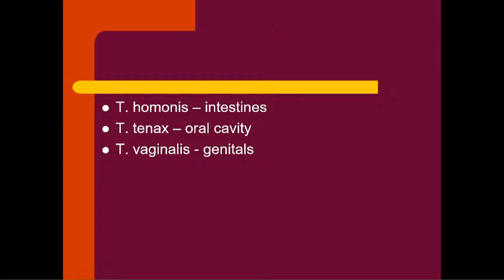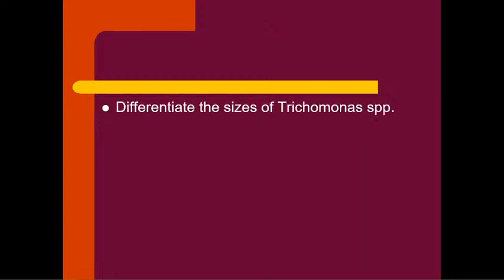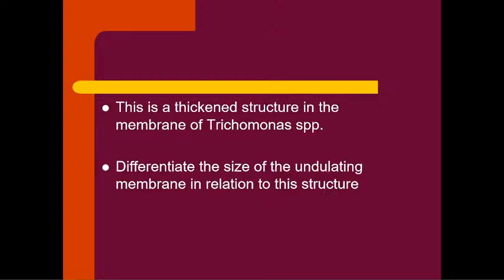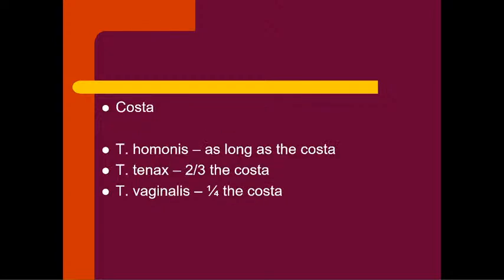Now, obviously, the most important one that you guys need to remember is Trichomonas vaginalis, but we are going to differentiate the three by size. The largest one is, of course, Trichomonas vaginalis. Medium-sized is Trichomonas hominis, and Trichomonas tenax is the smallest. The thickened structure in the membrane of Trichomonas species is known as the costa, and its size differs by species. For Trichomonas hominis, the costa is along the length of the undulating membrane of the organism. For Trichomonas tenax, it's 2/3. And for Trichomonas vaginalis, the costa is about 1/4.